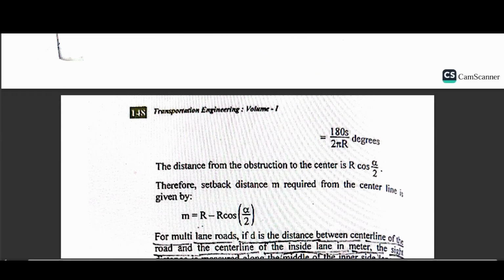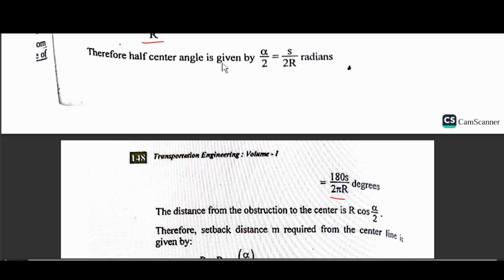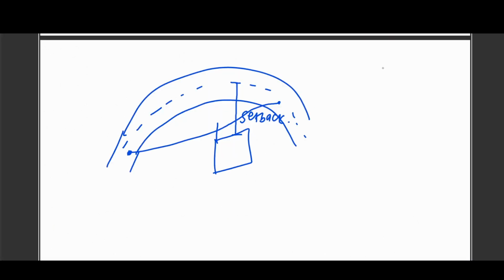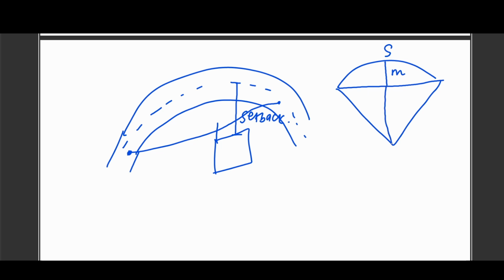Now, converting it into degrees. The distance from the obstruction to the center is R cos alpha by 2. Let me explain it right here. This is the S, right? And this will be m, as given in the question. This will be m, and this is R, and this is alpha by 2.